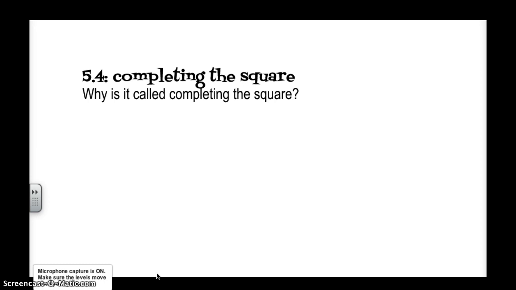We're now looking at a third way to solve quadratics, to find the values of x that make the function equal 0. This one's called completing the square. Now, what I want you to think about is, why is it called completing the square? What exactly are we doing?